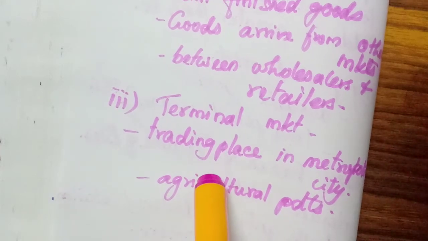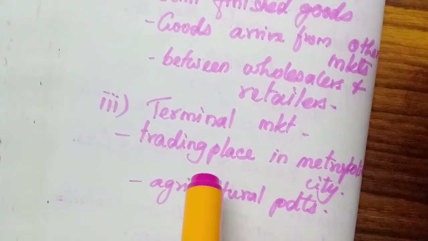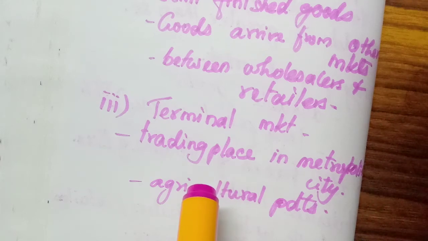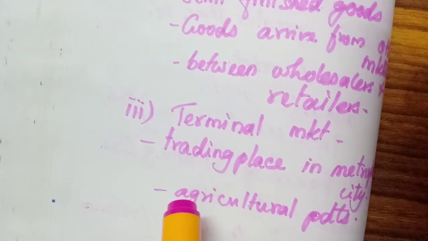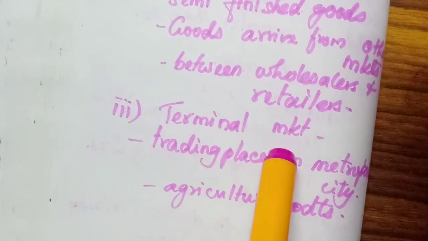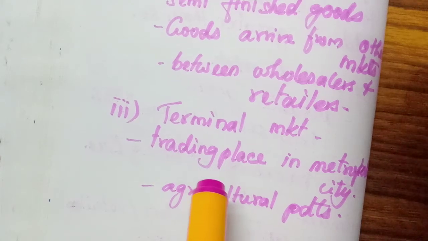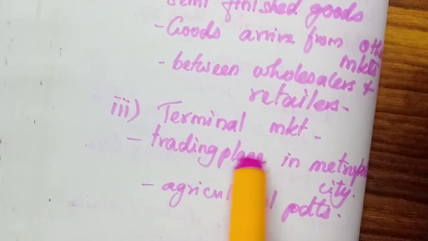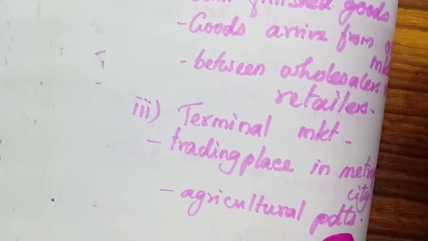Even the consumers go and buy there because it is situated near a transportation place, maybe the central railway station, where the transportation facilities are very good. That's why it is called a terminal market. In one terminal, there will be one central trading place, the assembling place. They usually deal with agricultural products.